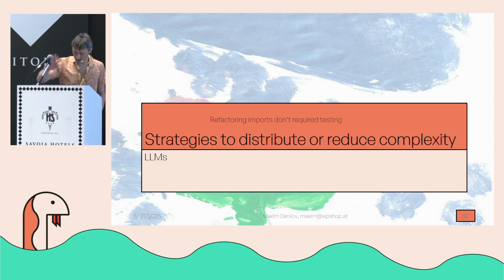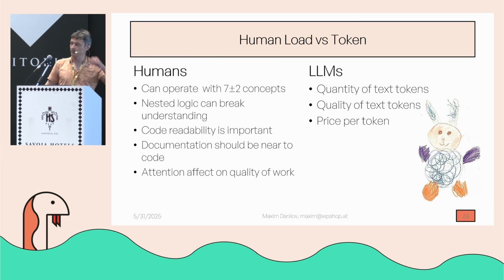Okay, let's speak about LLMs. Humans can operate a small count of concepts. Nested logic can break understanding. Code readability is important for people's minds. And documentation should be near the code. Attention from the developer affects the quality of work. For LLMs: quantity of tokens, quality of tokens, and how costly is it?